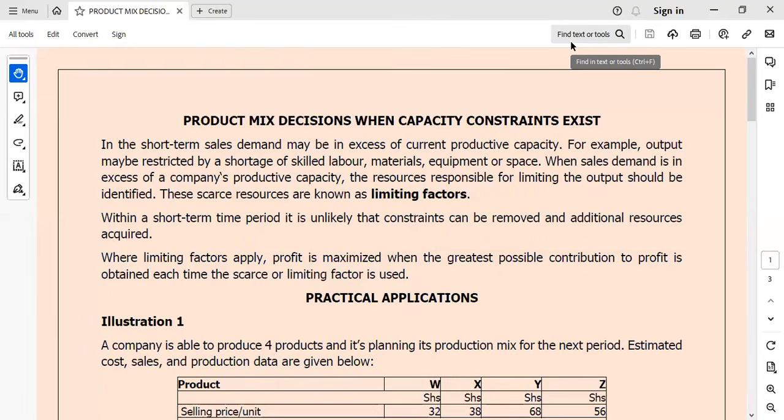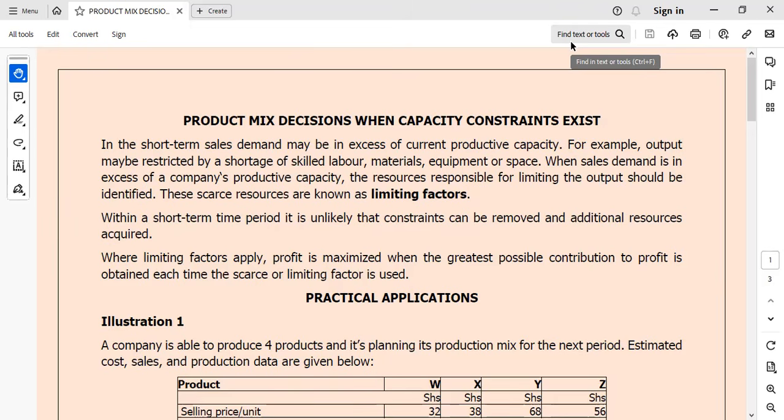Product mix decisions when capacity constraints exist. Now, today we are going to look at the concept of limiting factors. In the short term, sometimes you find that the sales demand may be in excess of the current productive capacity. For example, output may be restricted by a shortage of skilled labor, materials may be limited, equipment or space. All these can be limiting factors.